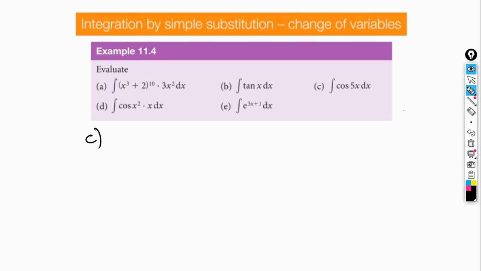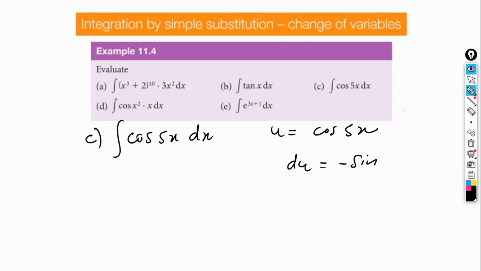So for c, they want us to evaluate the integral of cosine of 5x dx. So let's do the u substitution. Now, if we say that u is equal to cosine of 5x, notice that the derivative of u would have to be negative sine of 5x times 5. So we don't really have this, well, dx, don't forget that. So we don't have this.